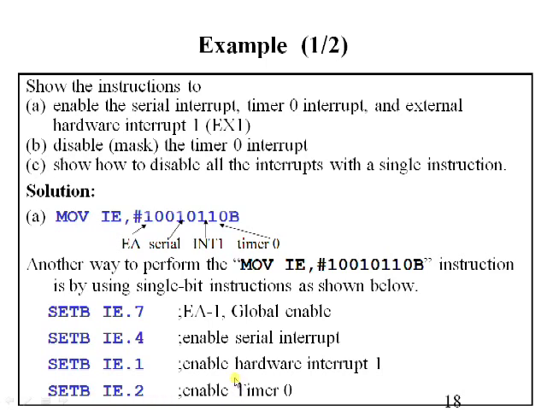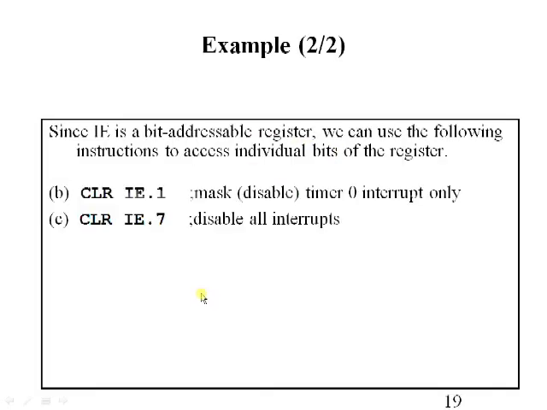Now let us see how to disable all the interrupts with a single instruction. Since IE is a bit addressable register, we can use the following instructions to access individual bits of the register. So I am masking some of the interrupts, that is CLR IE.1, which is going to mask the timer 0 interrupt only, and CLR IE.7, which is going to disable all the interrupts.